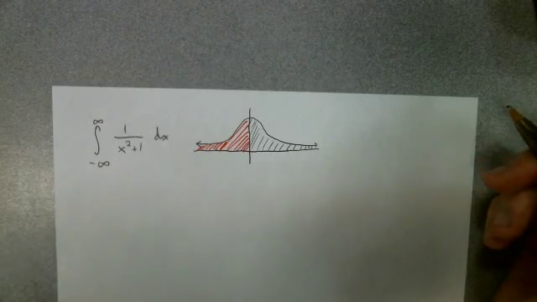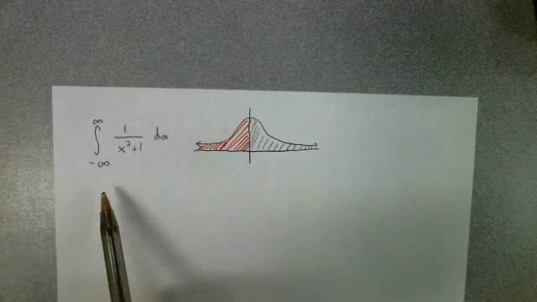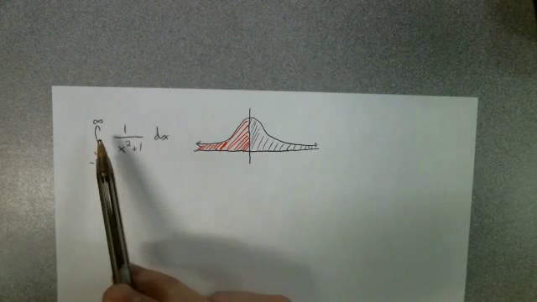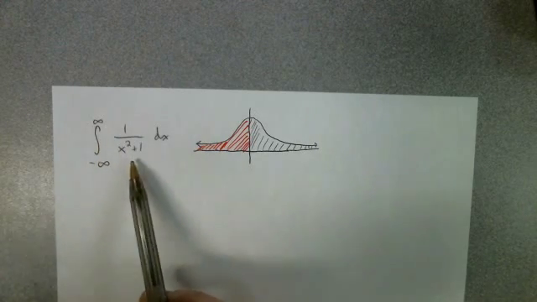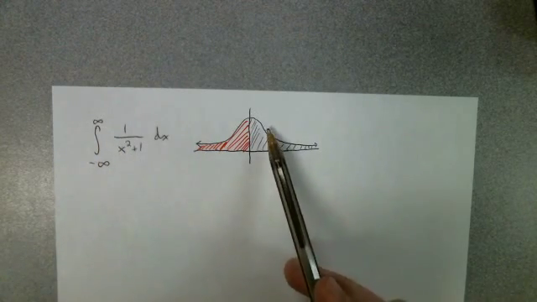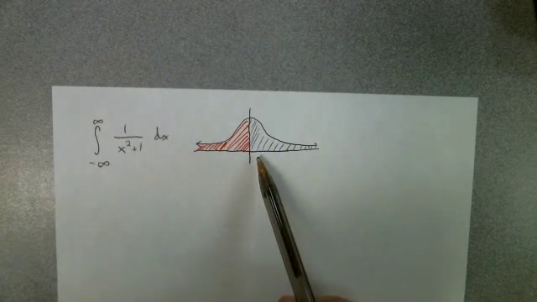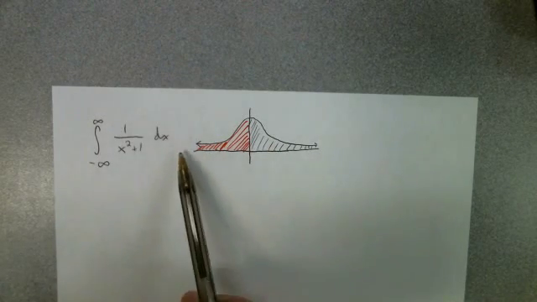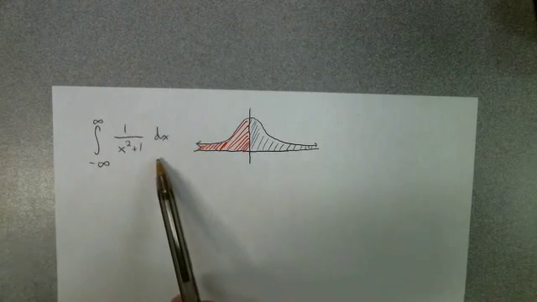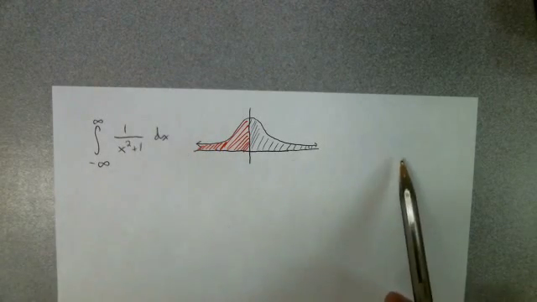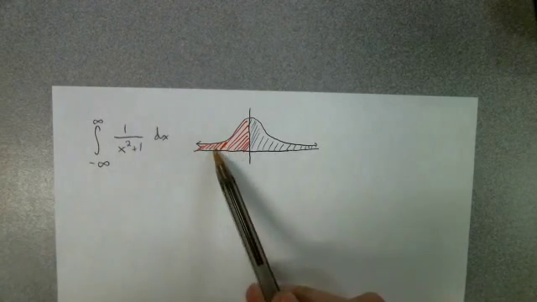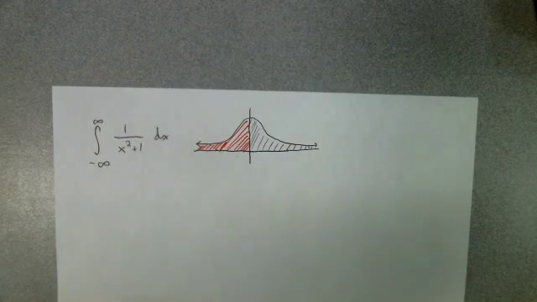All right, so another example. Finding the integral from negative infinity to infinity of 1 over x squared plus 1. So this is the graph of 1 over x squared plus 1. We're supposed to start at negative infinity and go all the way to positive infinity, so we're supposed to find all this area under the curve.